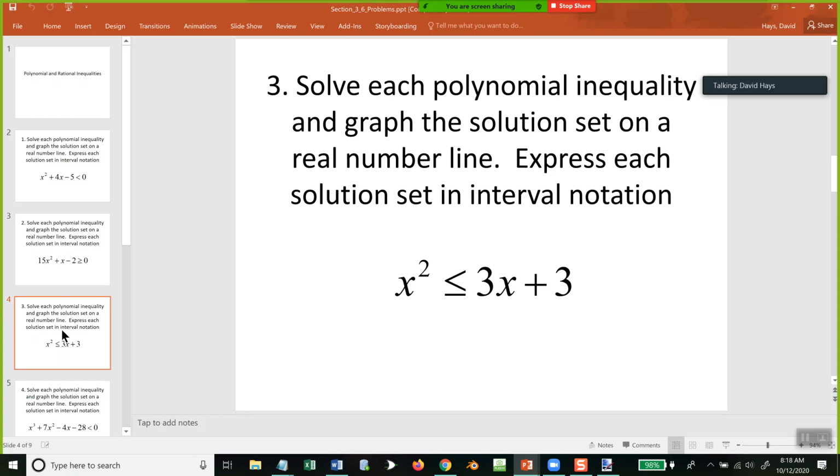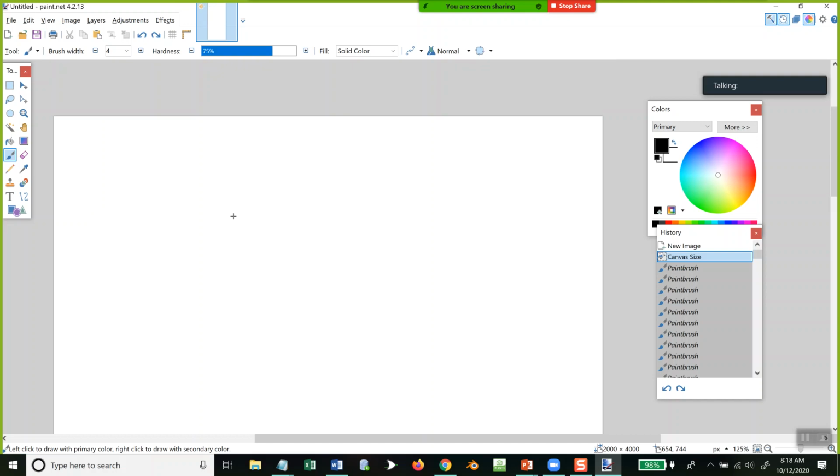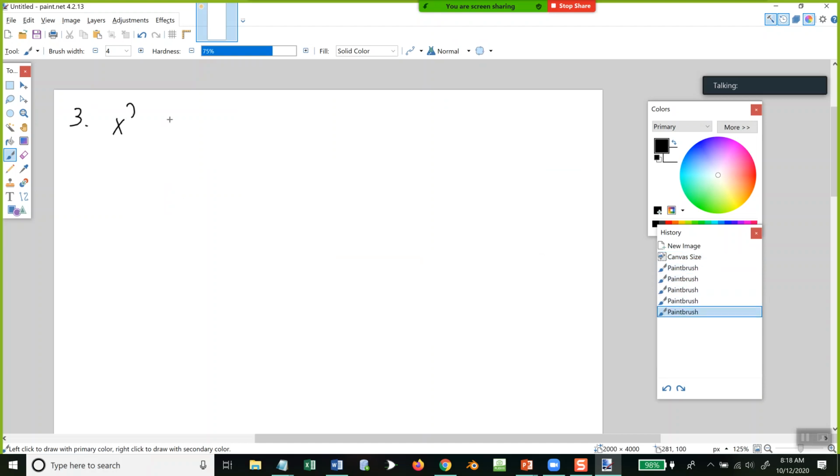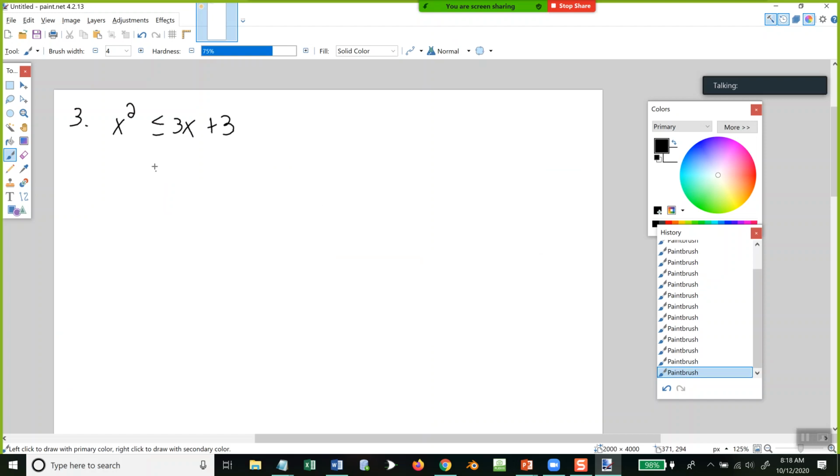Take a look at this one. X squared is less than or equal to 3x plus 3. Take those over to the left side, and we get x squared minus 3x minus 3 is less than or equal to 0. Step 1, you have to get everything on the left side, 0 on the right side.